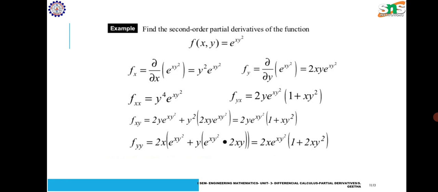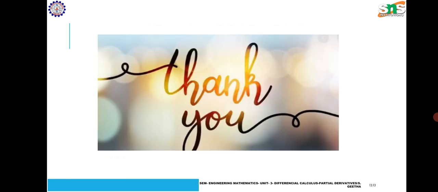Here fxy is equal to 2y into e to the power of x y square into 1 plus x y square. F double y is equal to 2x e to the power of x y square into 1 plus 2x into y square. Thank you.